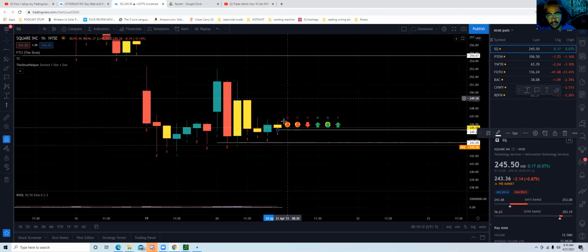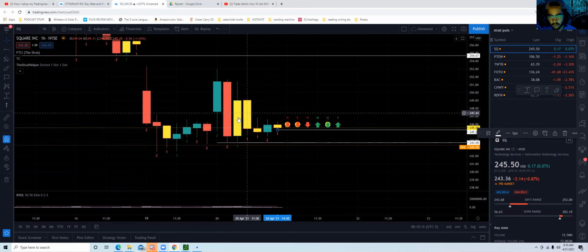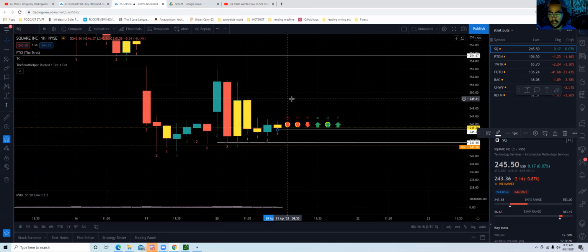Your weekly, your daily, your hour. And if you're going to be day trading, look at your 30 and your 15-minute as well. Because your intraday day trading time frames is your day, your hour, your 30, and your 15. That gives you four time frames. You always want to be looking at four time frames.